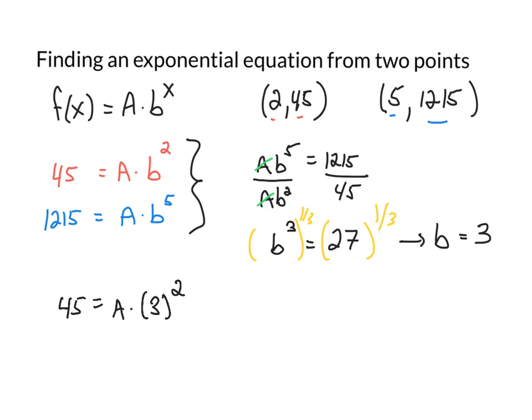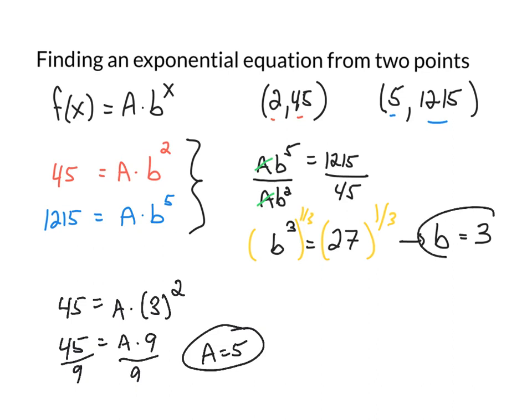Okay, so 3 squared is 9, so I get 45 is equal to a times 9. And then if I divide both sides by 9, what I get is a is equal to 45 over 9, which is 5. Okay, so I get here a equals 5 and b equals 3. So just to finish this off, I put these together, and what I get is f of x is equal to a, which is 5, times b, which is 3, to the x power.